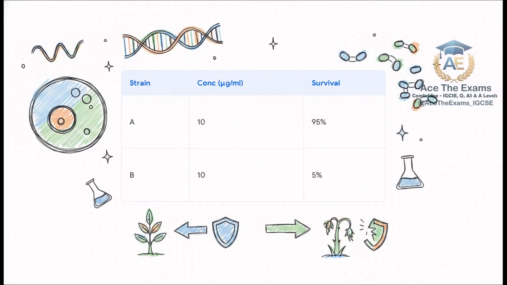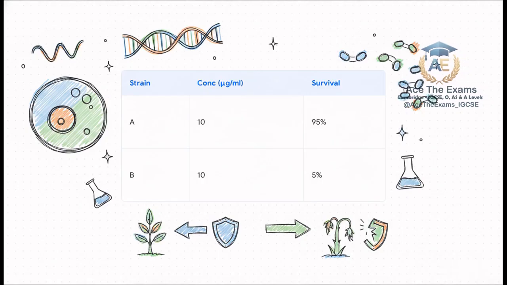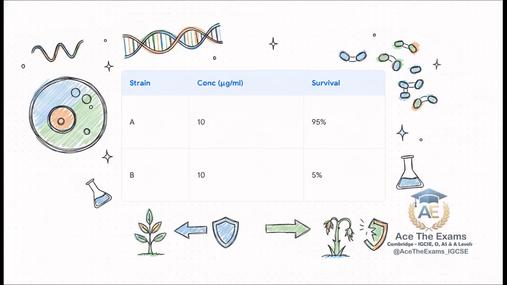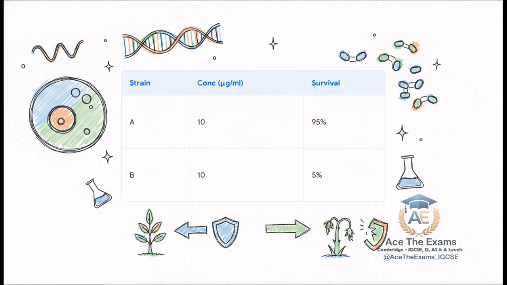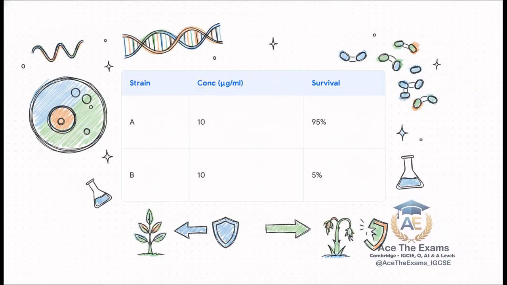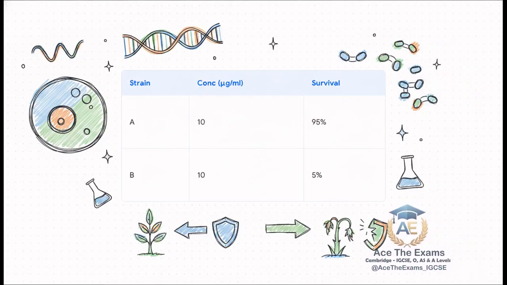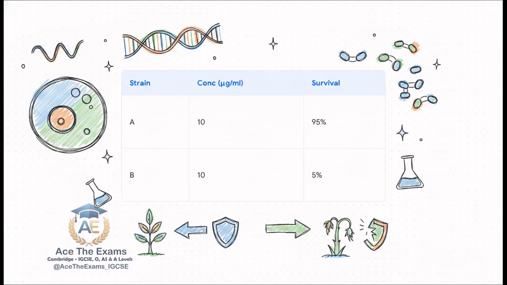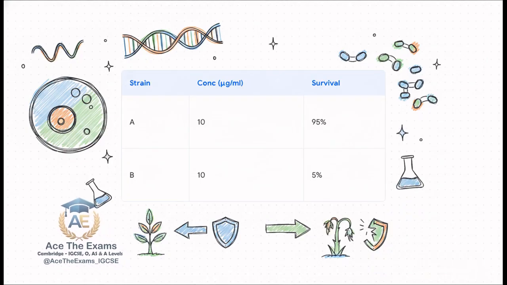Let's actually test this framework on a typical 17.2 data table. Take a quick look at these variables. We've got strains A and B, and both are hit with an antibiotic concentration of 10 micrograms per milliliter. But wow, look at that massive difference in survival, 95% versus just 5%. Ask yourself right now, how would you translate those exact numbers into a top-band written response?